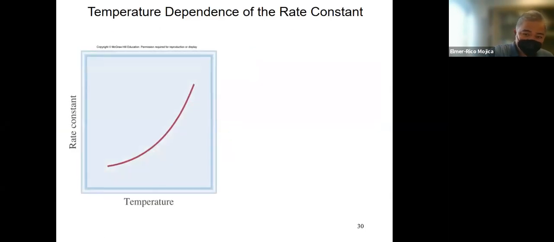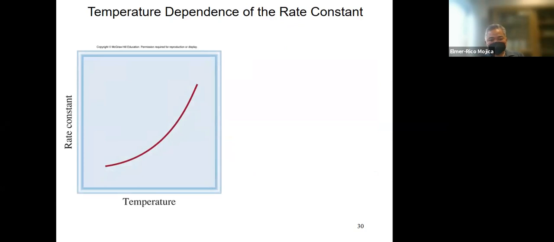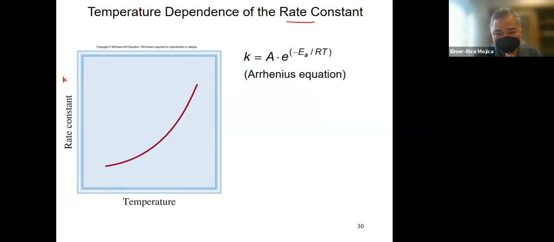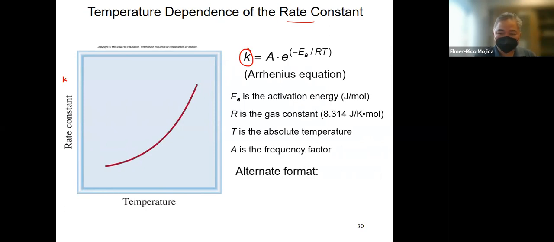Now, they found out that there's a temperature dependence of the rate constant. So the rate constant that we have is what? The small k. So they found out as the temperature increases, the rate constant value also increases. So they ended up getting this so-called Arrhenius equation, where k is equal to A, which is what we call the frequency factor, times e, you know e, right? The inverse of ln, raised to negative the activation energy divided by R and T.